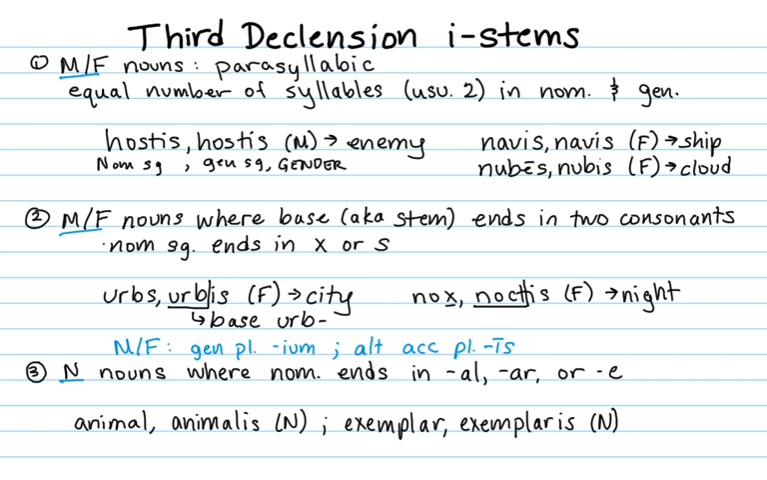For the neuter nouns, there's a few more differences. The ablative singular has a long I instead of a short E. Nominative and accusative plural have IA, and genitive plural has IUM.